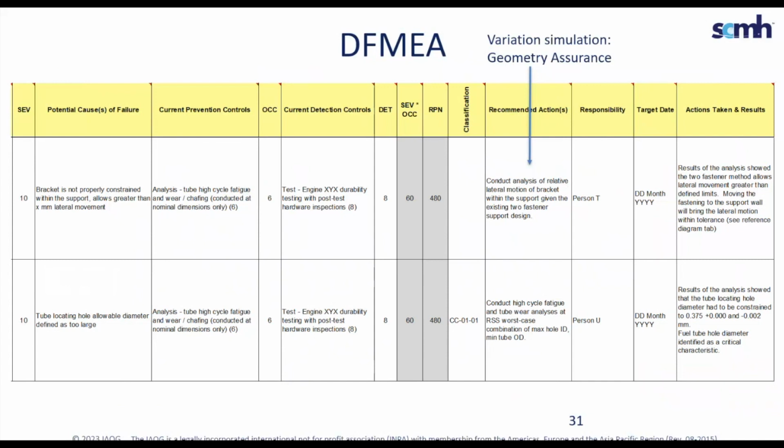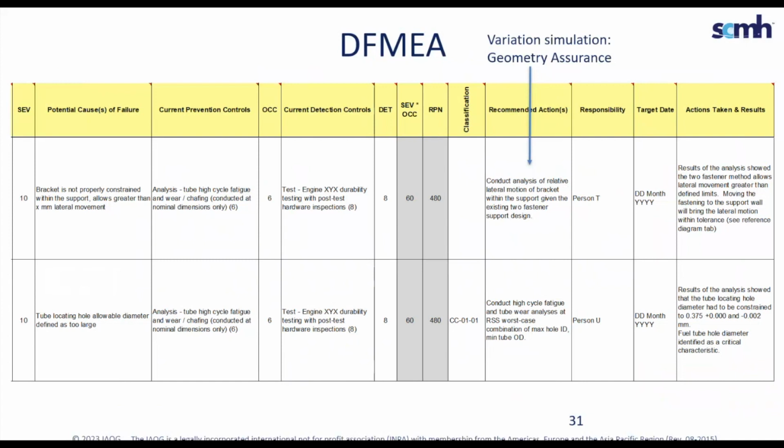A zoom into the FMEA template shows a more detailed description of the failure modes. The first failure mode in this example would result in a design change to how the bracket is fastened to the support, which we will show on the next slide. Here we will run a variation simulation on the geometry variation with assessed tolerances.